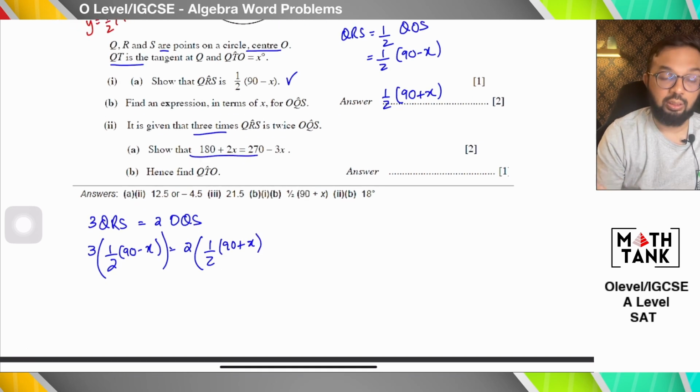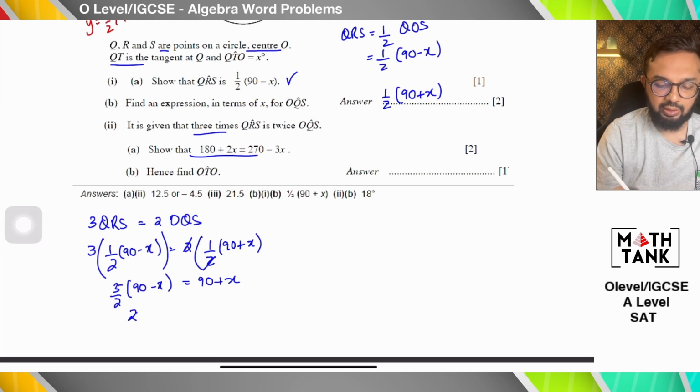Okay, show that this. So let's try and see if we get the right answer. So 3 over 2, 90 minus x equals 90 plus x. I'm going to cross multiply the 2 and multiply by 3 on this side. So 3 times 90 is 270 minus 3x, and that's 180 plus 2x. Do I have the right answer? Yes, that is what I was asking you to prove.